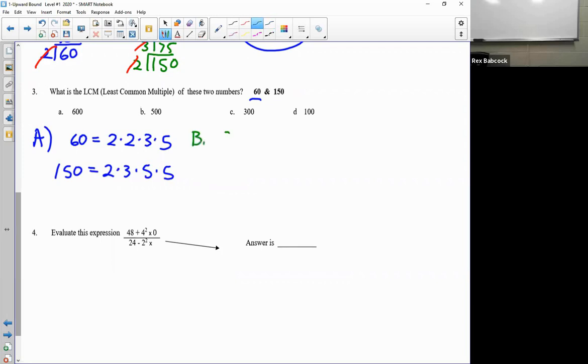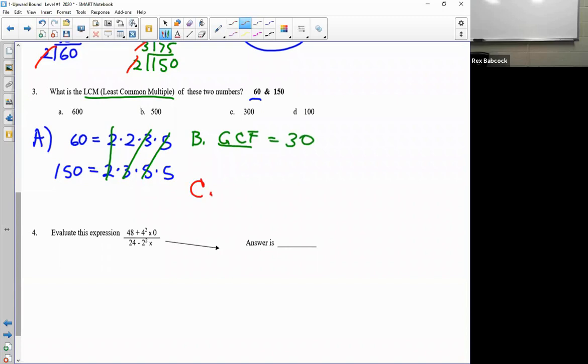Step B, I'd find the greatest common factor. Even though it said find the least common multiple, you've got to find this first. What do they have in common? They have a 2 in common. They have a 3 in common. They have a 5 in common. So the greatest common factor is 30.